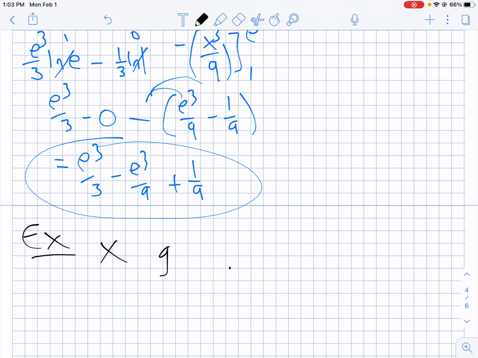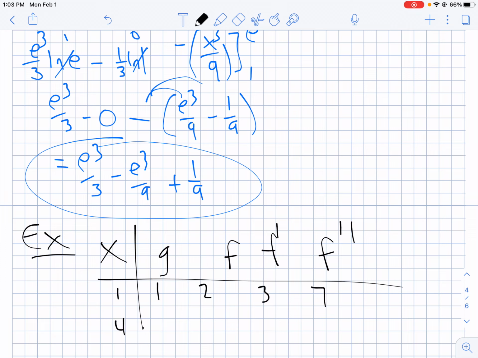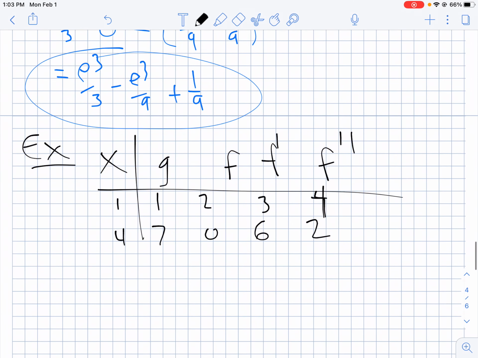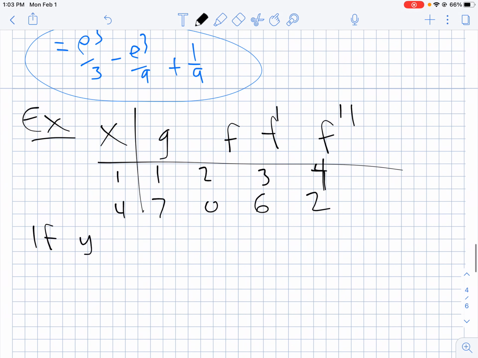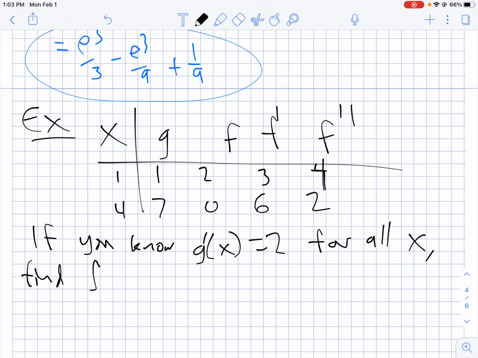So we have x, g, f, f prime, and f double prime. The x values I'll give you are 1 and 4, and the rows go 1, 2, 3, 4, and then 7, 0, 6, 2. I'm going to tell you that g prime of x equals 2 for all x, and then I'm going to ask you to find the integral from 1 to 4 of f double prime of x times g of x dx.